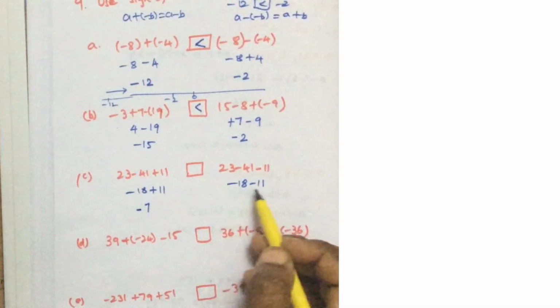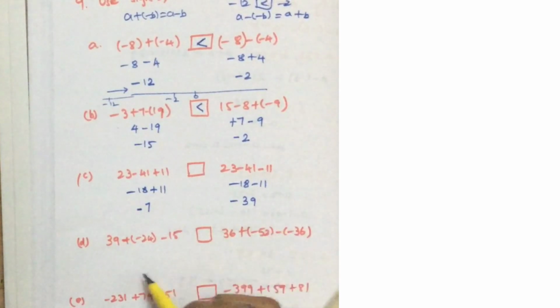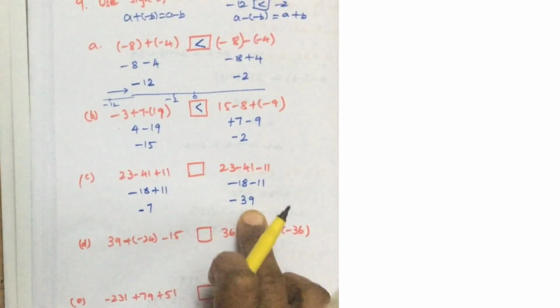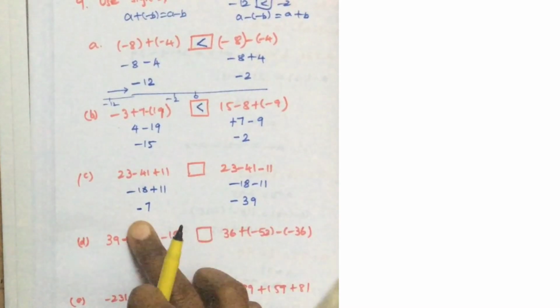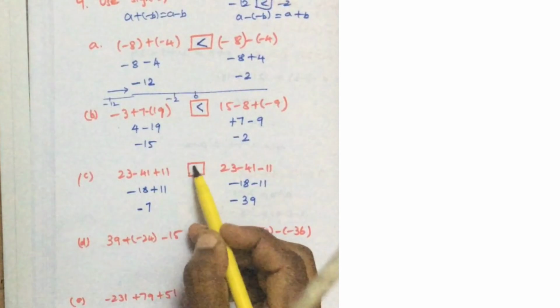Here the symbols are the same. You have to add. So that becomes minus 39. So 39 is the biggest if it is positive. So it is minus 7 minus 39. So this is smaller.